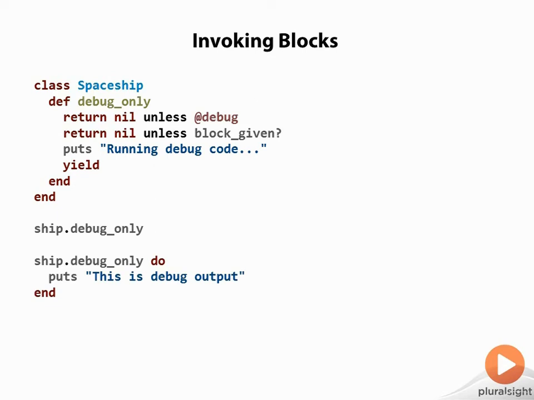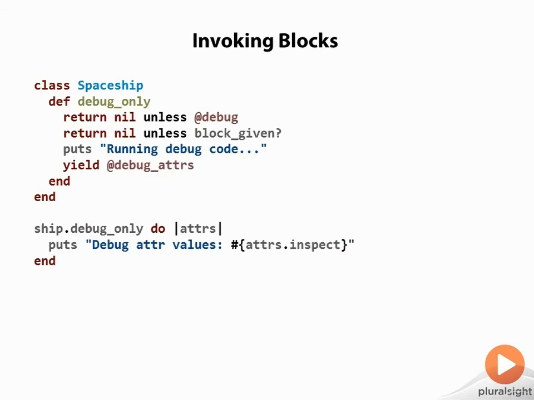If the block requires arguments, you simply pass them to yield. For example, I can pass some debug attributes into the block instead of exposing them in the interface of the class. Using yield is similar to a method call. The value of yield is the result of executing the last expression in the block.